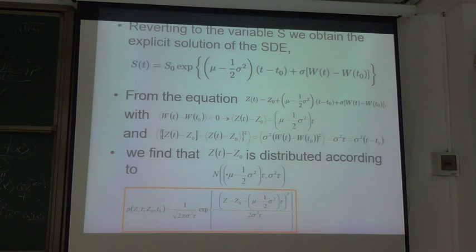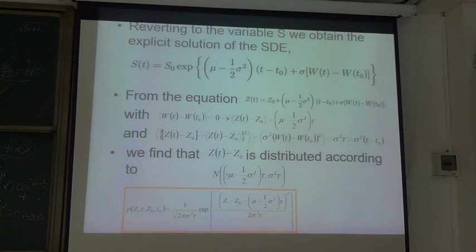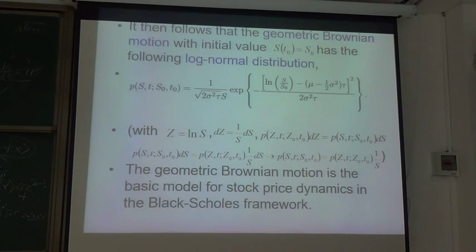This result can be used for the following procedure, and then the geometric Brownian motion with the initial value. You just substitute J equal to ln S back into this formula. You obtain the log-normal distribution of the stochastic geometric Brownian motion S.